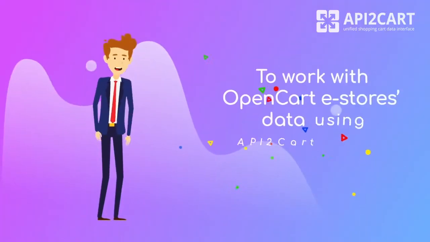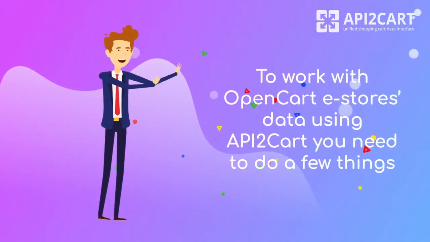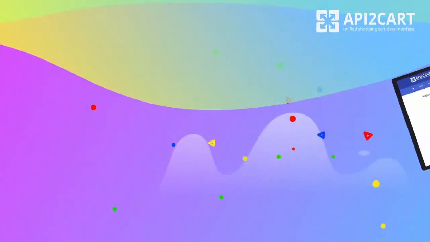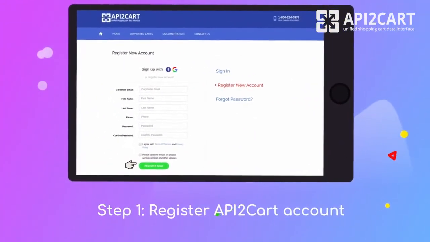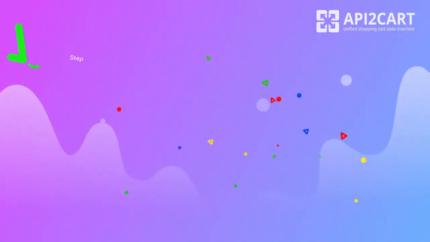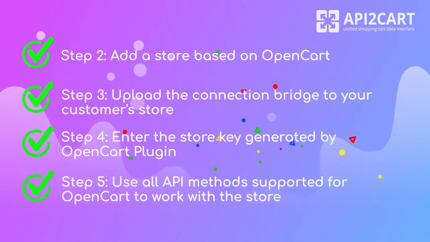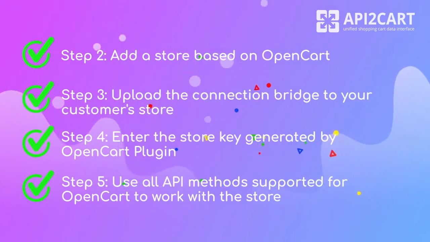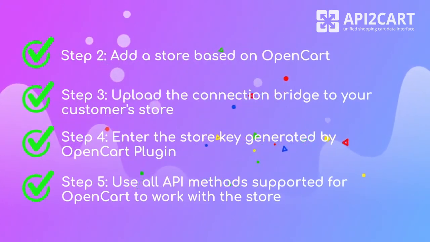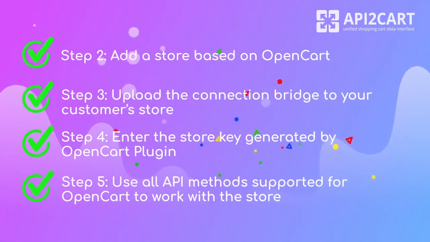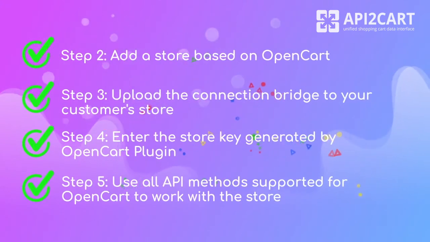To work with OpenCart eStore's data using API2Cart, you need to do a few things. Step 1. Register an API2Cart account. Step 2. Add a store based on OpenCart. Step 3. Upload the connection bridge to your customer's store. Step 4. Enter the store key generated by the OpenCart plugin. Step 5. Use all API methods supported for OpenCart to work with the store.